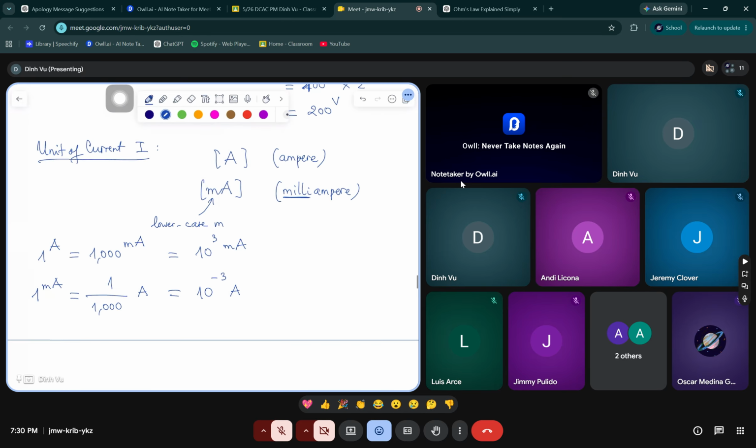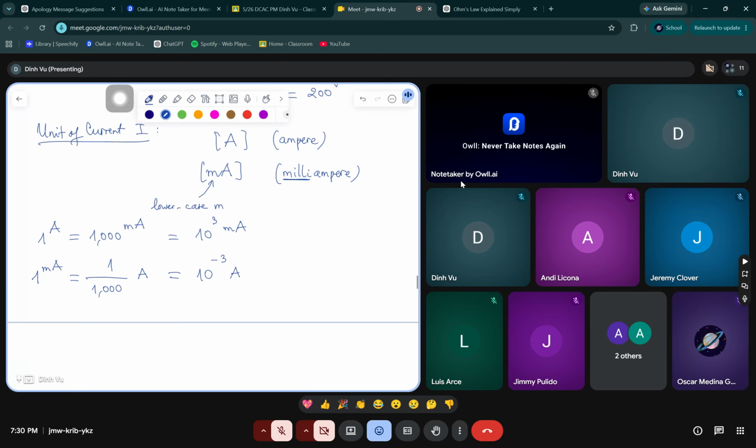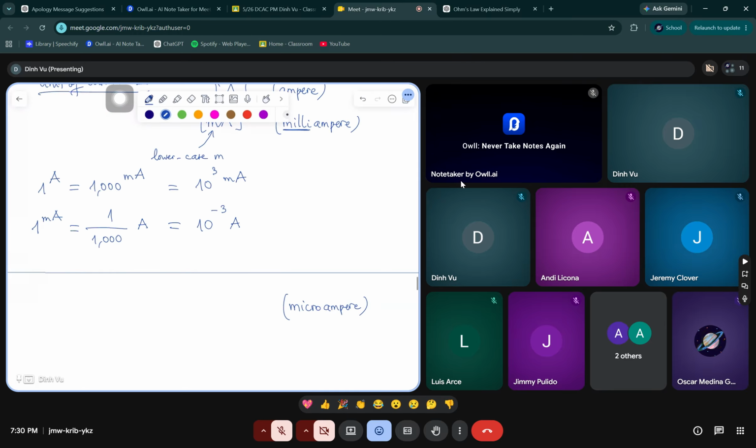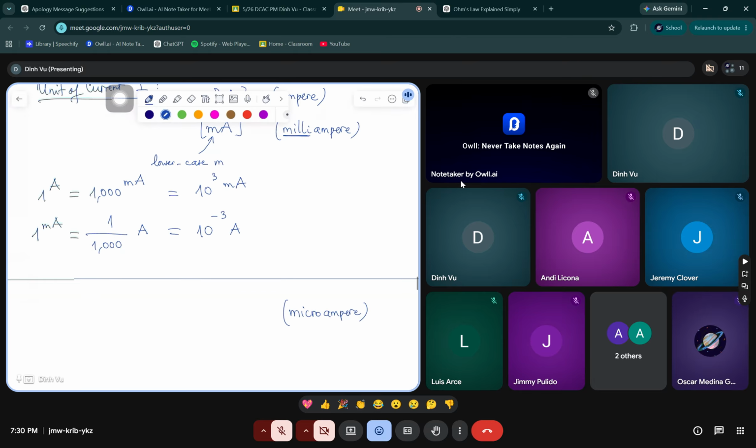Next, besides milliampere, there is also another unit of current, which is called microampere. Microampere, the symbol is micro, here. This is a micro.